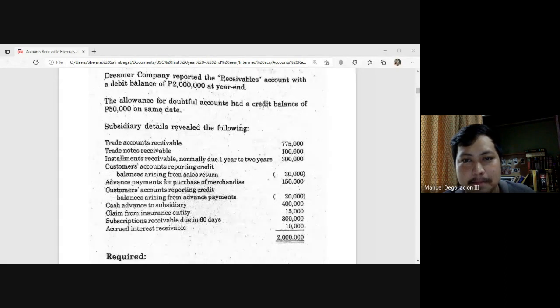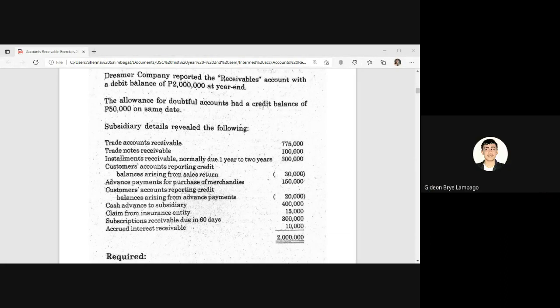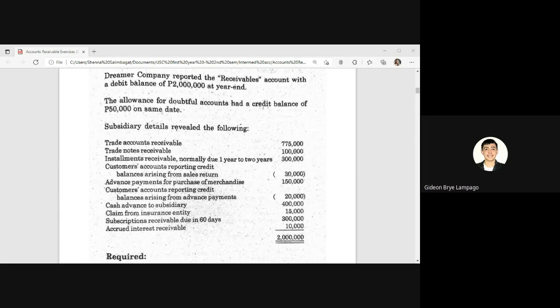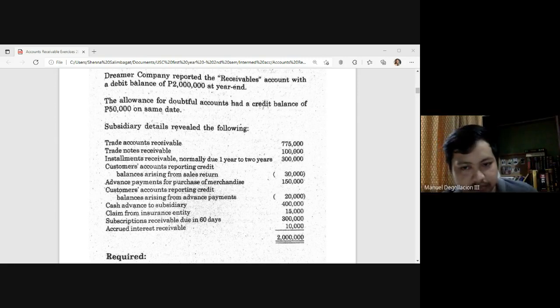Mr. Lampago? Sorry, sir. For installments receivable, sir, I think it is a current asset as well, sir, because I think it is reduced by monthly payments and also arises from the normal operating activities of the business. Okay, that's correct. Give me a number between 1 to 40, Mr. Lampago. Number 5, sir.